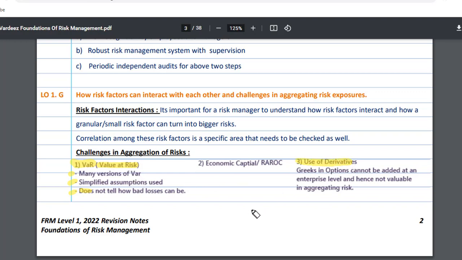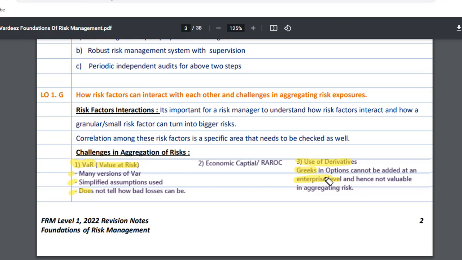Talking about another thing, the use of derivatives. Now, in options, we often use these Greeks like delta, vega, theta, and all those things, and we often try to get an enterprise level calculation. However, it doesn't work like that in aggregating the risk, because you cannot combine the delta of one option and the delta of another option, because they do not interact together, right?